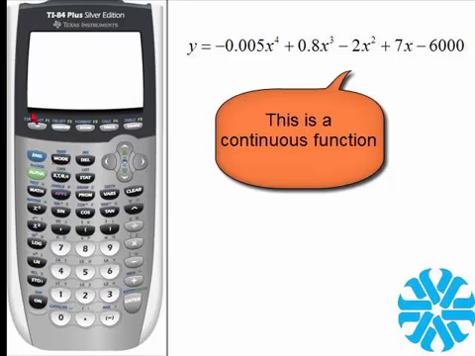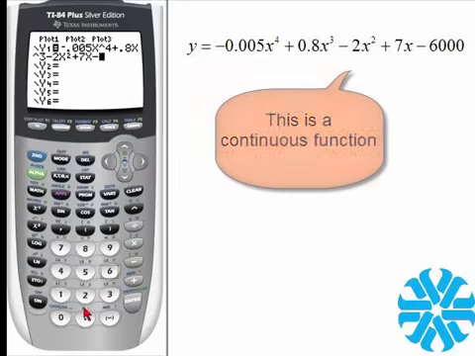So let's go ahead and input the function, and that is negative 0.005x to the fourth power plus 0.8x cubed subtract 2x squared plus 7x minus 6,000.